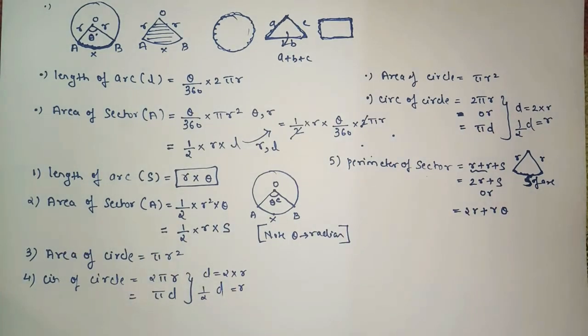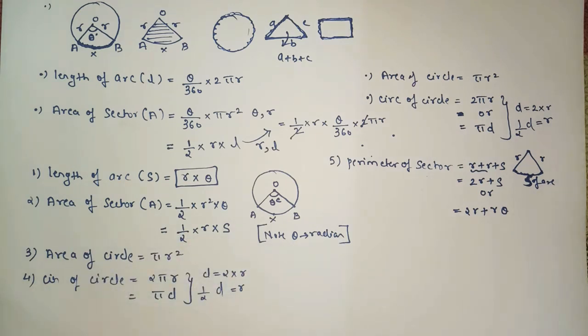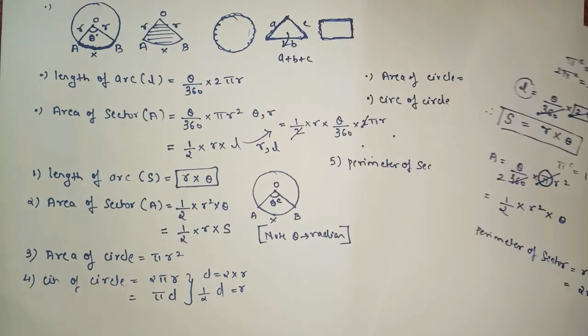The first formula is the length of the arc, that is r into theta. The second one is the area of sector, that is half into r square into theta, or else we can use one more formula, that is half into r into s. Here I had explained everything. Have you got these formulas?